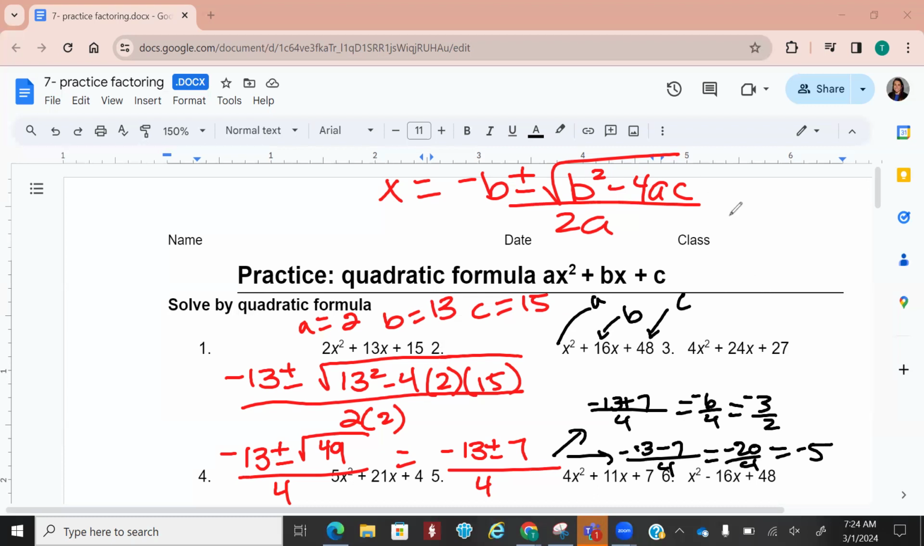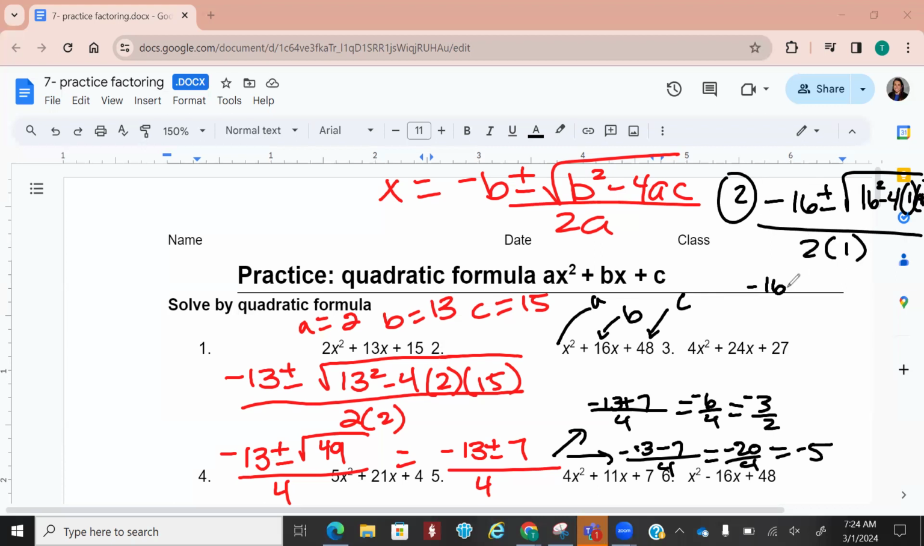I don't want to erase, but this is for number 2. Sorry, it's all over the place. Negative 16 plus or minus the square root of 16 squared minus 4 times 1 times 48. That's super tiny. All over 2 times 1. When we simplify this, it's going to give me negative 16 plus or minus. When we type all of that into our calculator, I got 64.